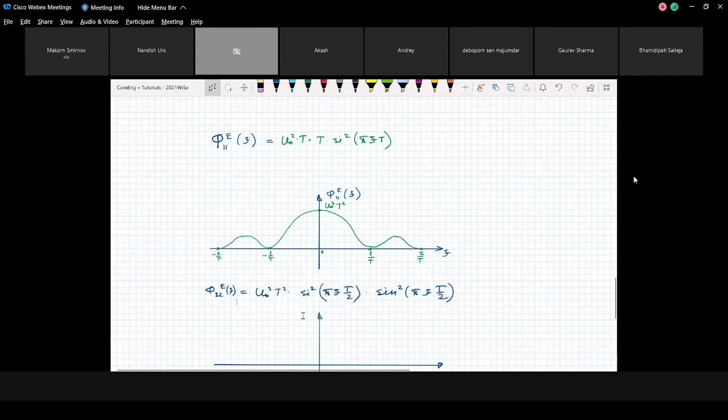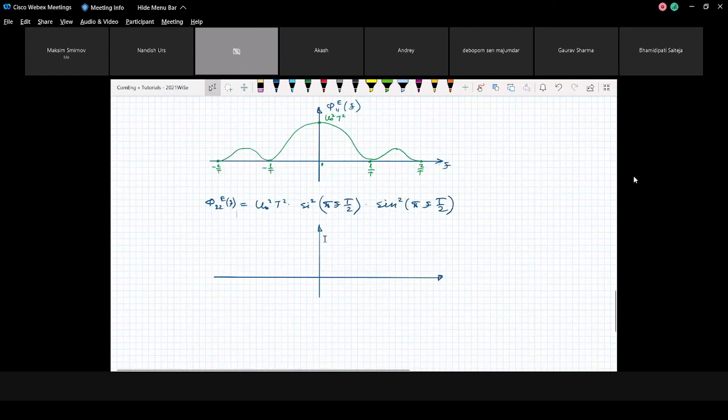It equals this, so we have to do it step by step. I propose we do the following. First, we plot function c square, then we plot sine square, and at the last step, we just combine these two results and try to see what we get. So we start with the c square function.